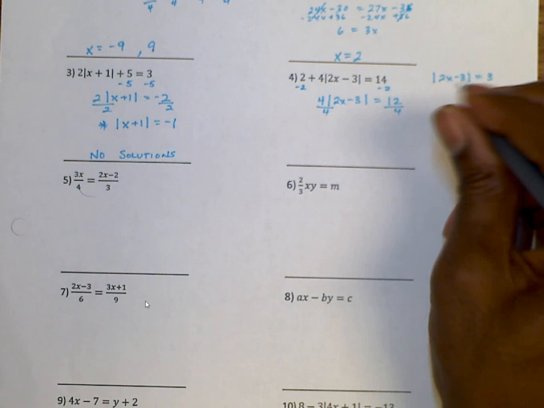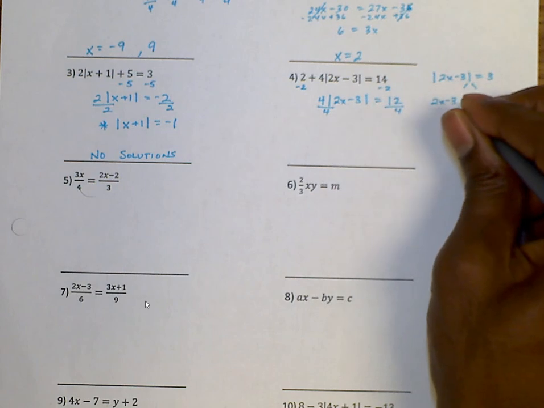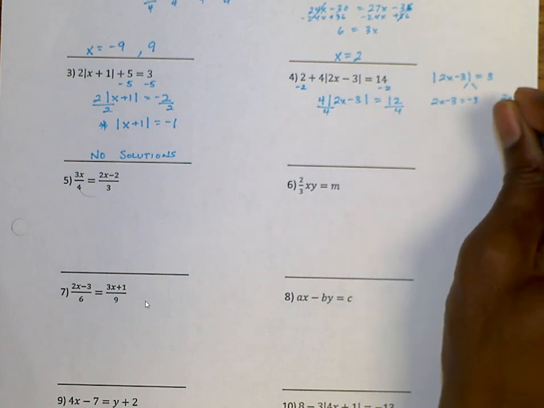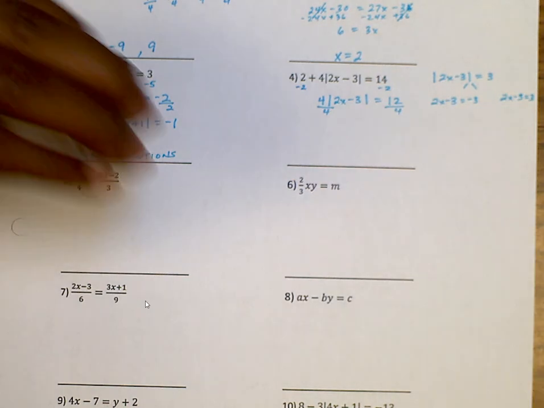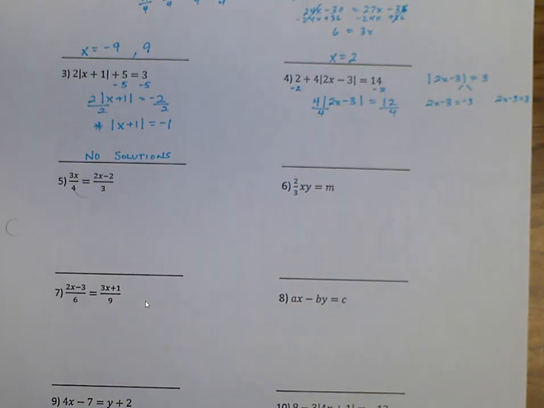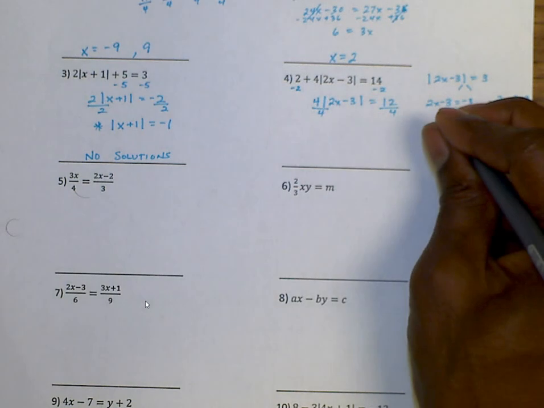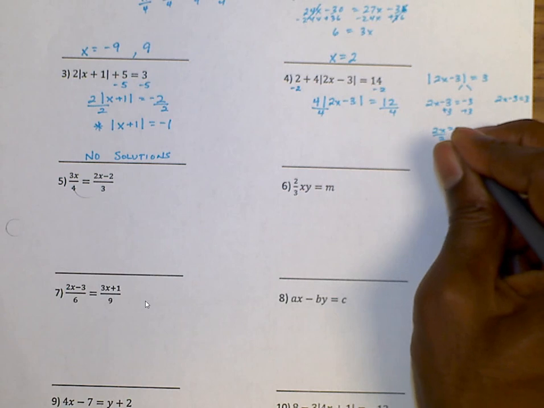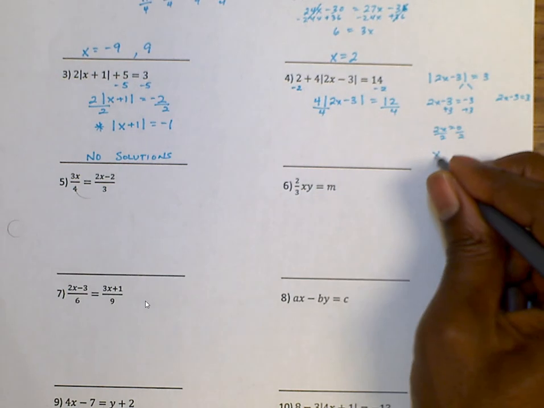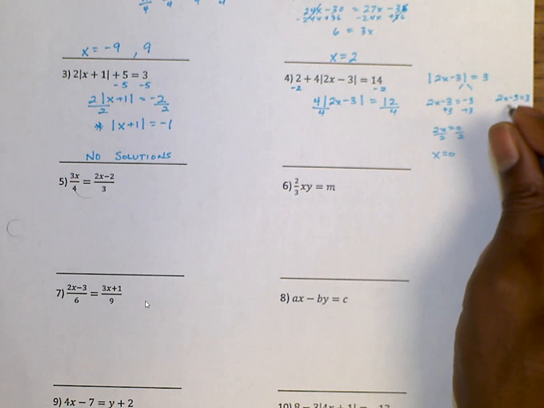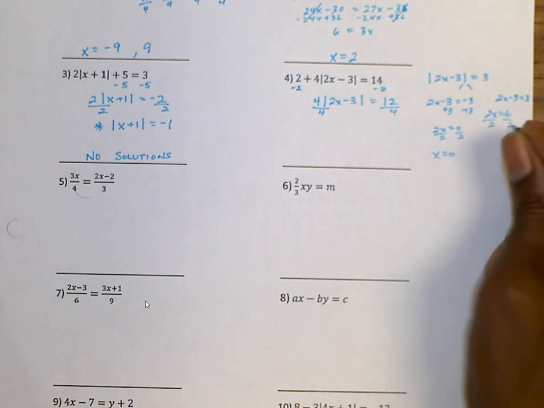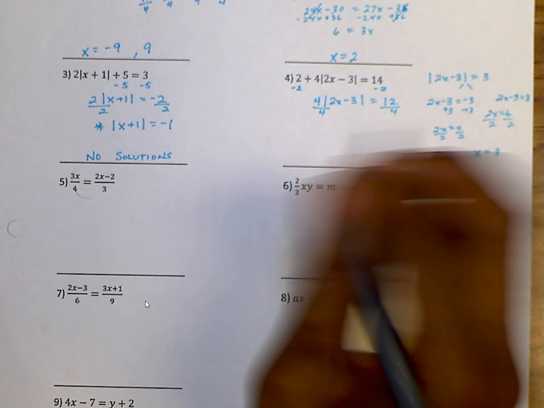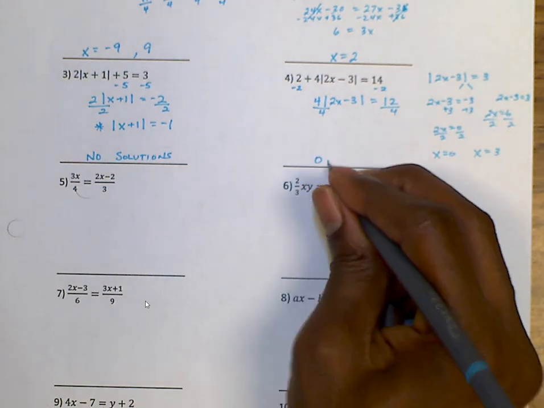Okay, it's a positive number, so I can split my equation. 2x minus 3 equals negative 3, and 2x minus 3 equals 3. Make sure that this is all in this frame. It is. So now we solve both problems. I add 3 to both sides here. 2x will equal 0. Divide by 2, x equals 0. Same thing over here. Add 3 to both sides. 2x will equal 6. Divide by 2, x equals 3. So my two solutions, x equals 3 and 0.